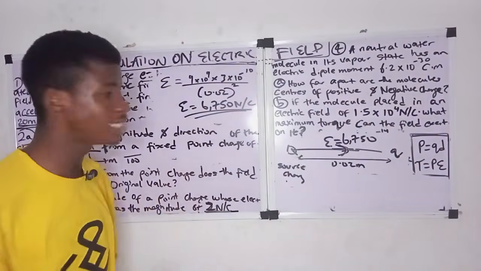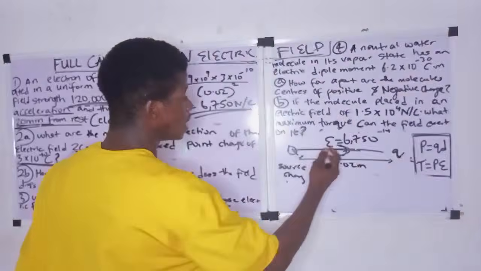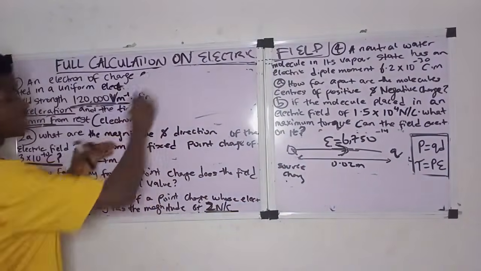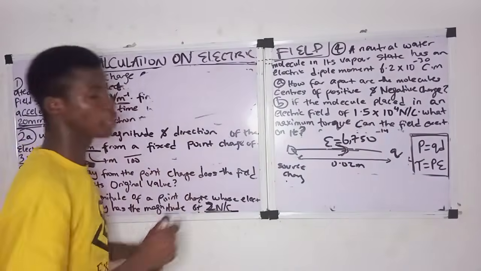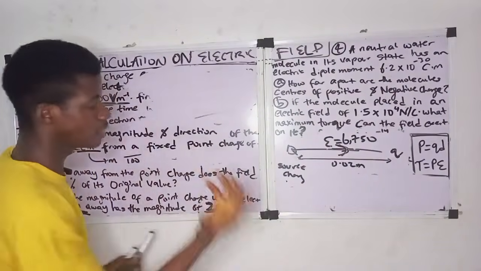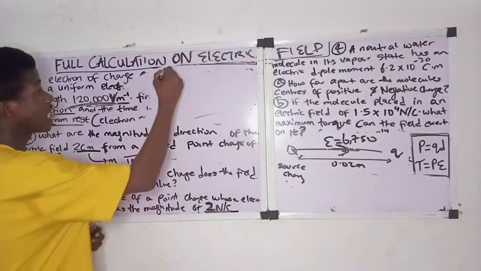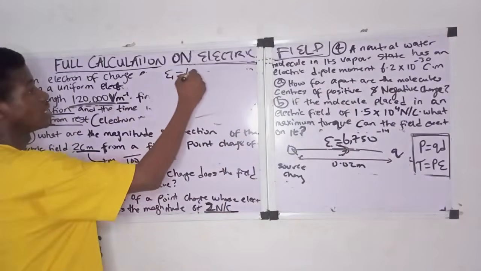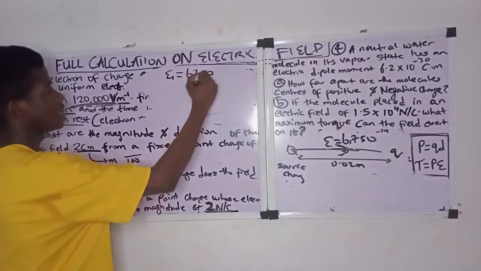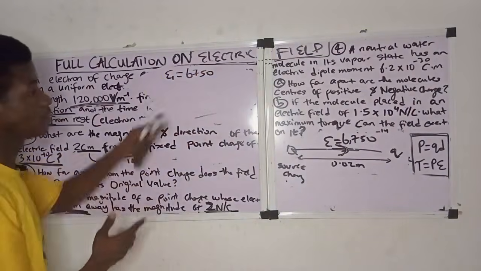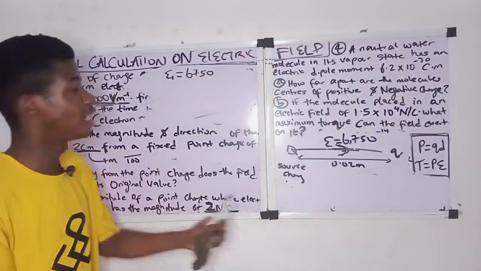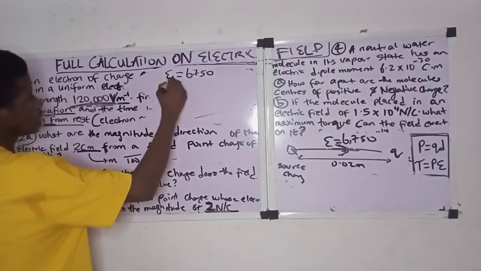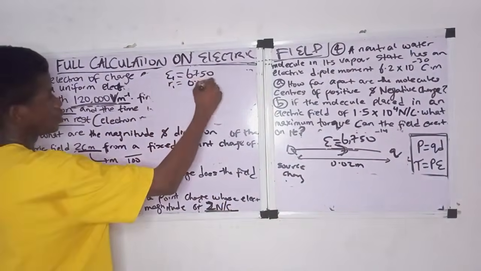Therefore, when I say 20%, it means... now, where is the electric field initially? Where is the electric field acting on the point charge? Initially, we can call this electric field E1, which is 6,750, right? This is the electric field acting on the point charge initially. Then what is the distance between them initially? The distance between them, R1, is equal to 0.02, right?